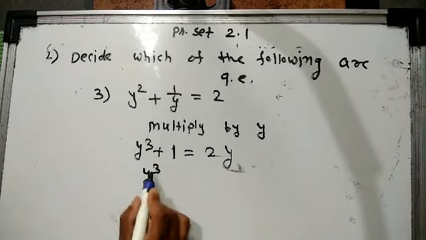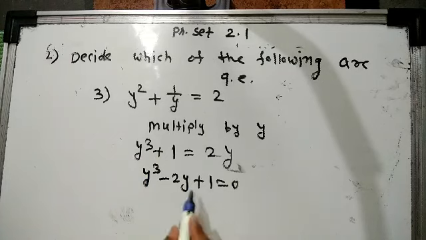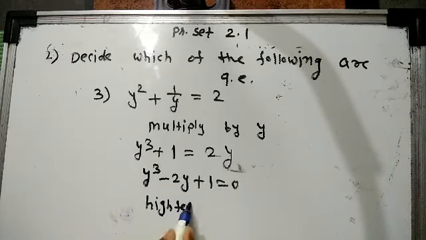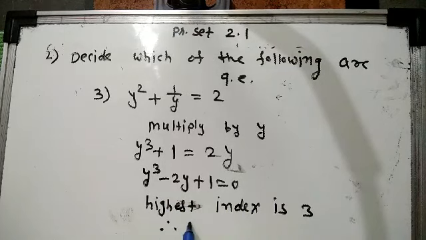Therefore, y cube minus 2y plus 1 is equal to 0. And here, you can directly write down, highest index is 3. Therefore, it is not a quadratic equation.